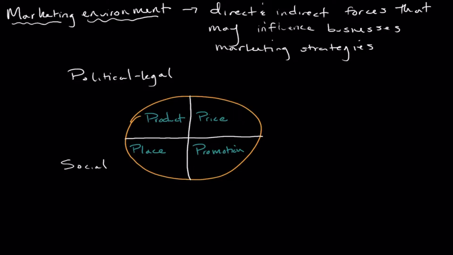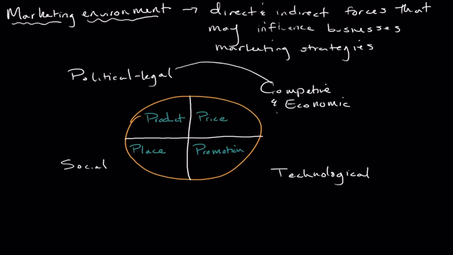We have competitive and economic. In some textbooks, they separate competitive from economic. It really doesn't matter all that much as long as we're considering both of them. The last thing that we have to look at are the technological forces. All of these things work in tandem and exert influence over what's happening as far as our strategies go.